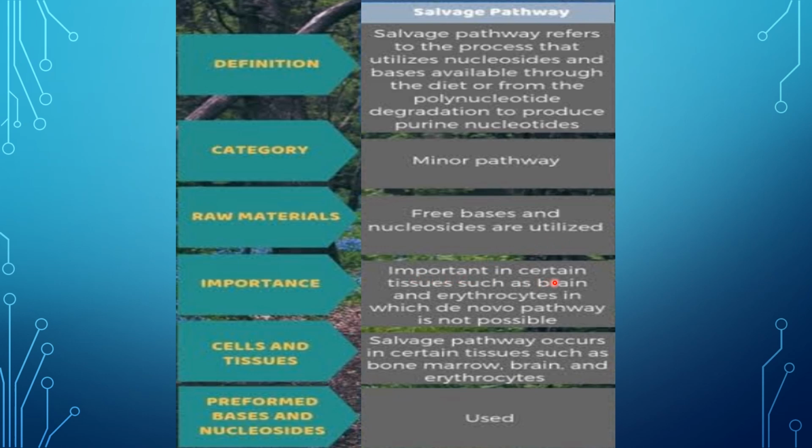It is important in certain tissues like brain and erythrocytes in which the de novo pathway is not possible. Salvage pathway occurs in certain tissues such as bone marrow, brain and erythrocytes. This pathway uses the preformed nitrogenous bases and nucleosides.